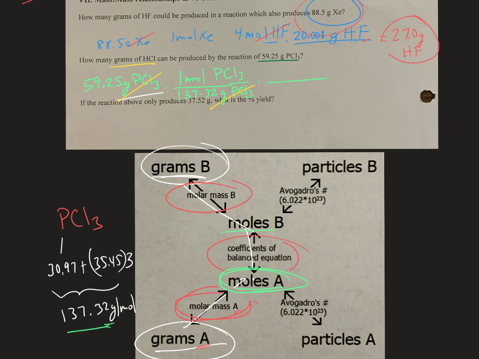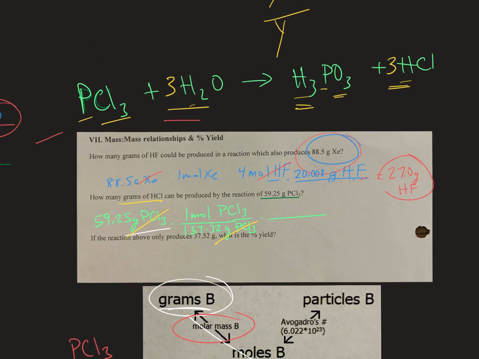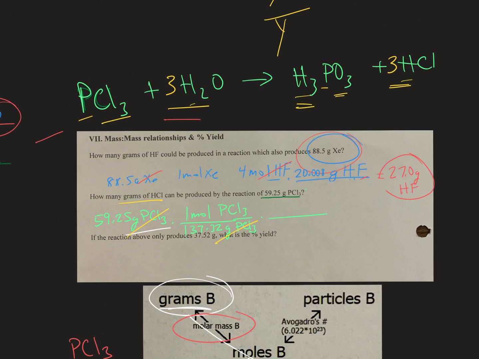And now I've got to go to moles of B. Moles of, in this case, HCl is my B, right? Using the coefficients of my balanced equation. So here are the coefficients. I'm going from PCl3 to HCl. PCl3 has a number of 1. HCl has a number of 3 in front of it.